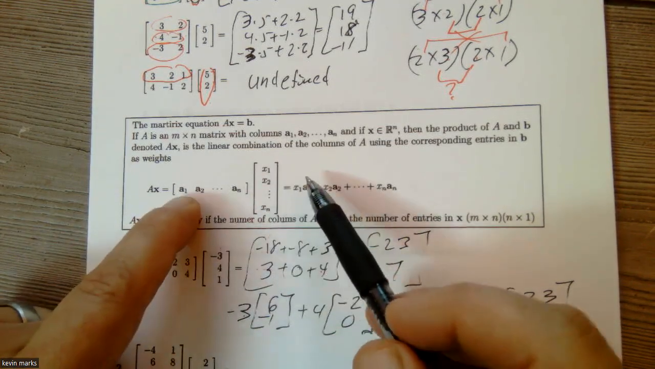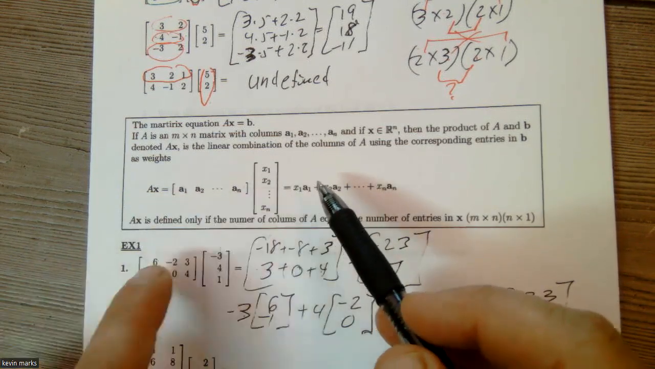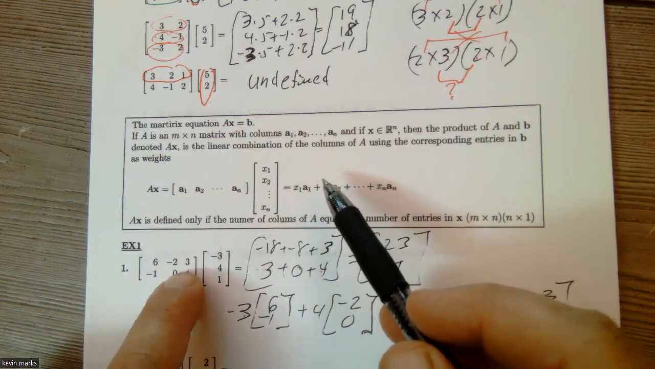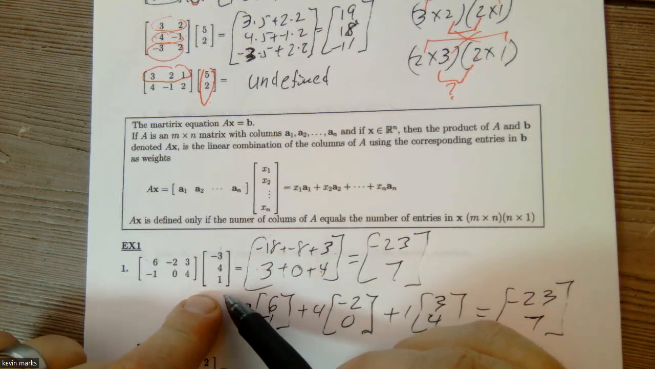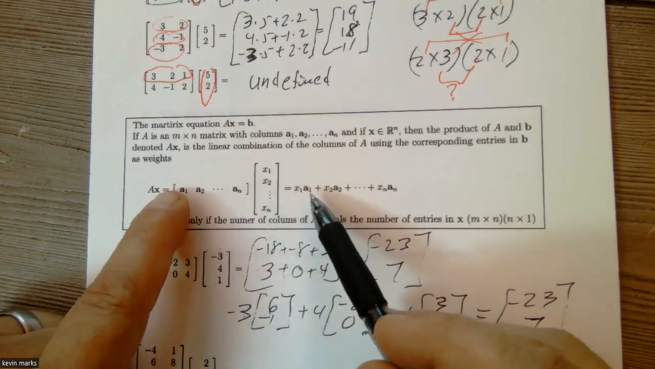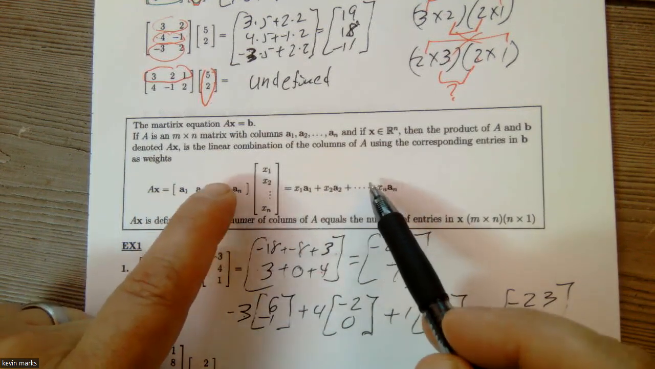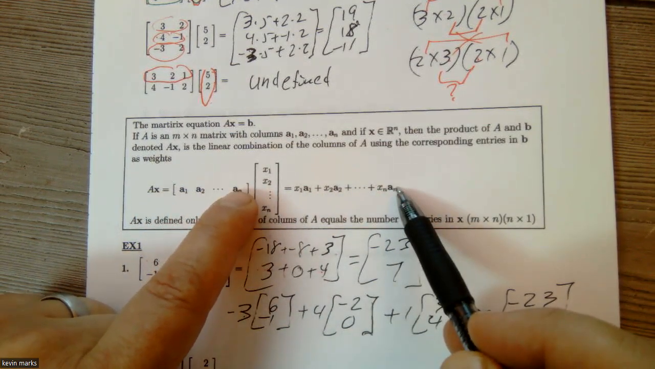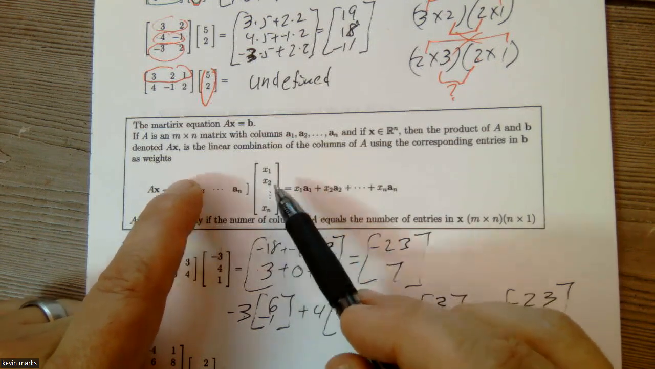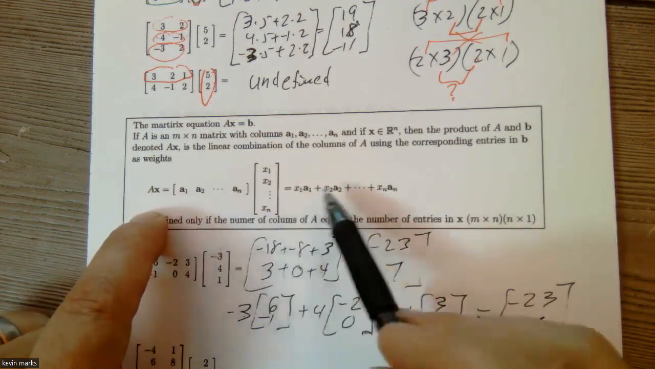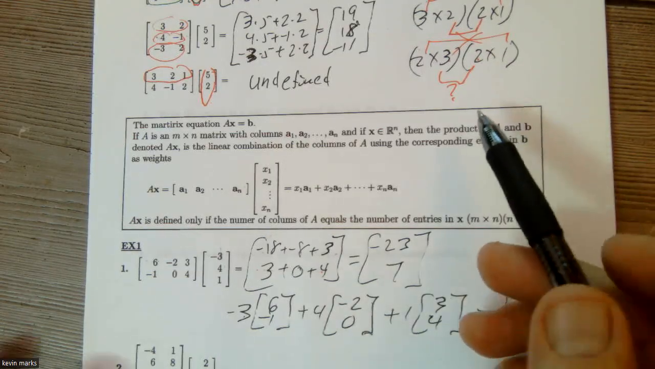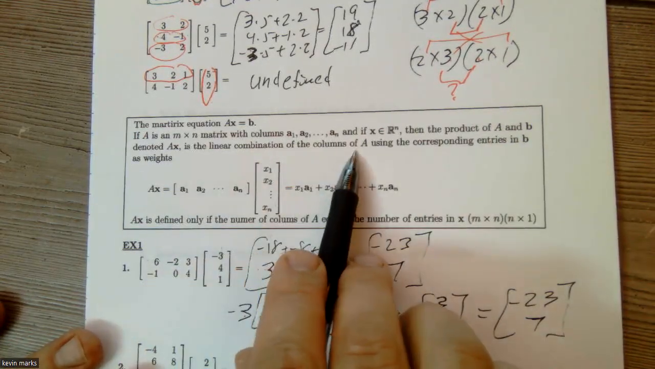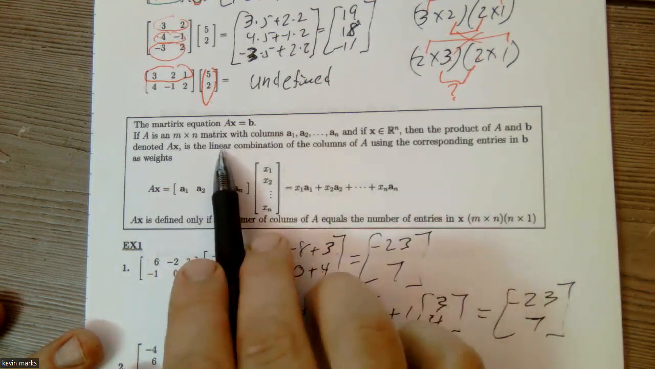Okay. And again, the number of columns here, or the number of vectors here, has to agree with the number of entries in the thing you're multiplying by. And so basically what you're doing is you are now finding some linear combination of these vectors using these entries as the corresponding weights. Okay. And that's basically what this is saying.